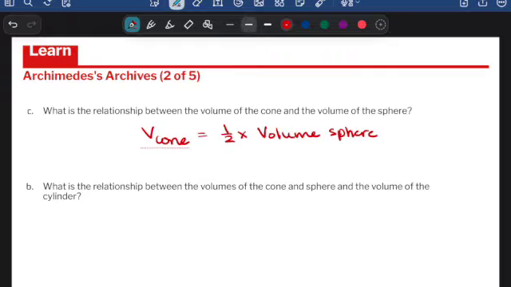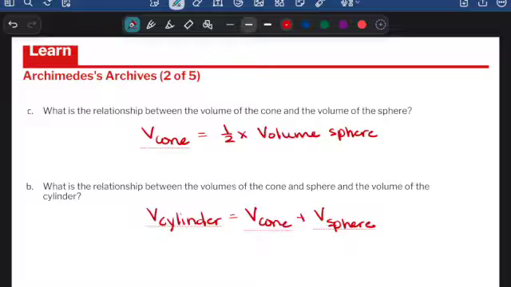Part B, what is the relationship between the volumes of the cone and the sphere and the volume of the cylinder? So how my class liked to say it was that the volume of the cylinder, the whole shape, was equal to the volume of one cone plus the volume of one sphere, where 2/3 of the volume of the cylinder was in the sphere and 1/3 the volume of the cylinder was in the cone. So if we added up one cone and one sphere, we would get the whole volume of the cylinder.